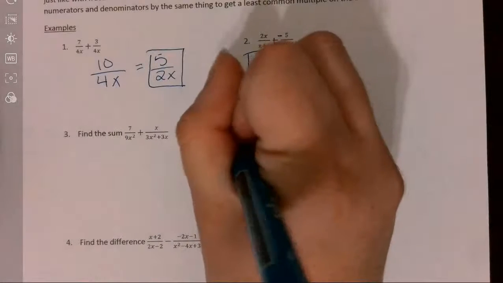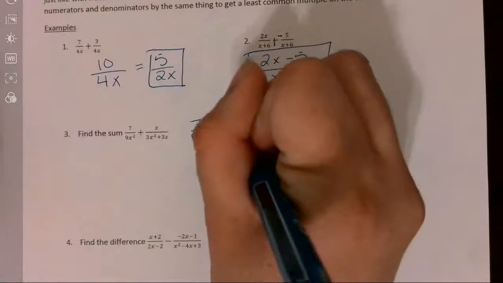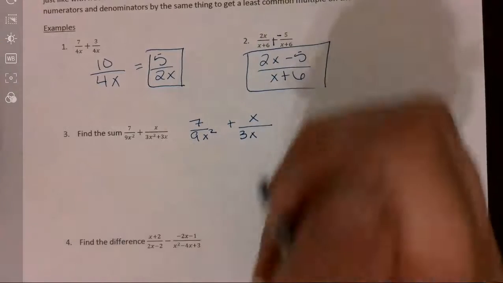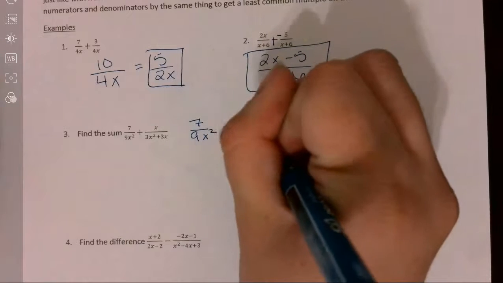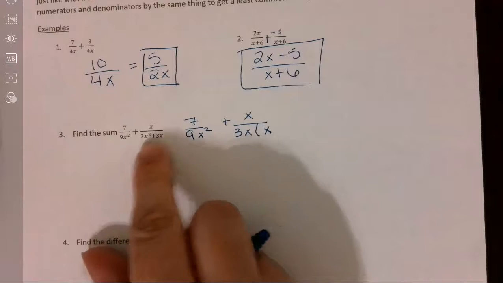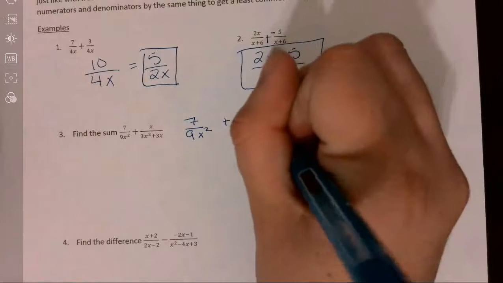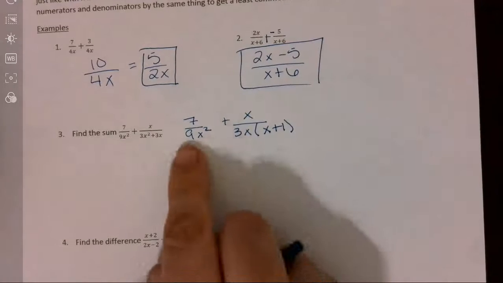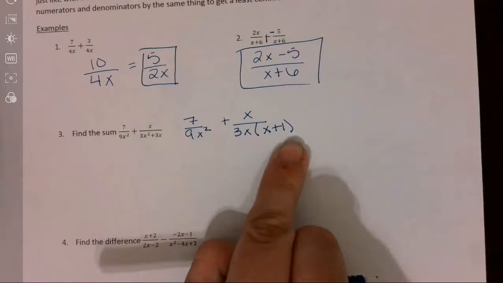On the second one, however, I can factor out a 3x. Both 3x squared and 3x are divisible by 3x. And then I'm going to write an x in parentheses, because 3x squared divided by 3x is x. 3x divided by 3x is 1. So I have 9x squared, 3x, and x plus 1.